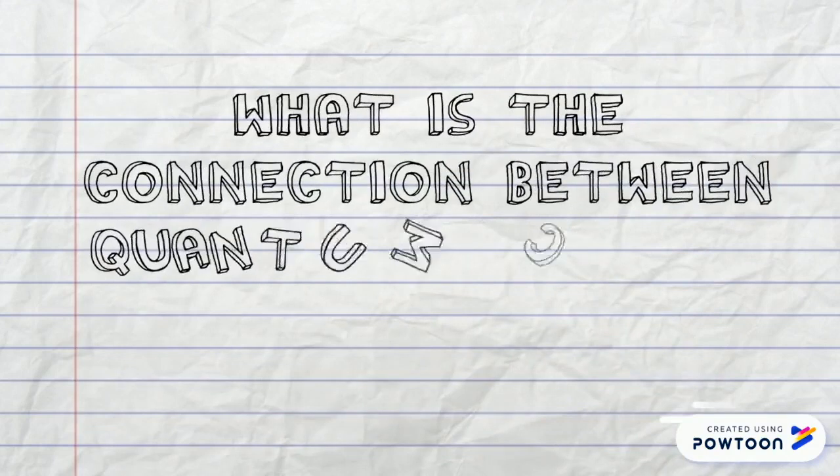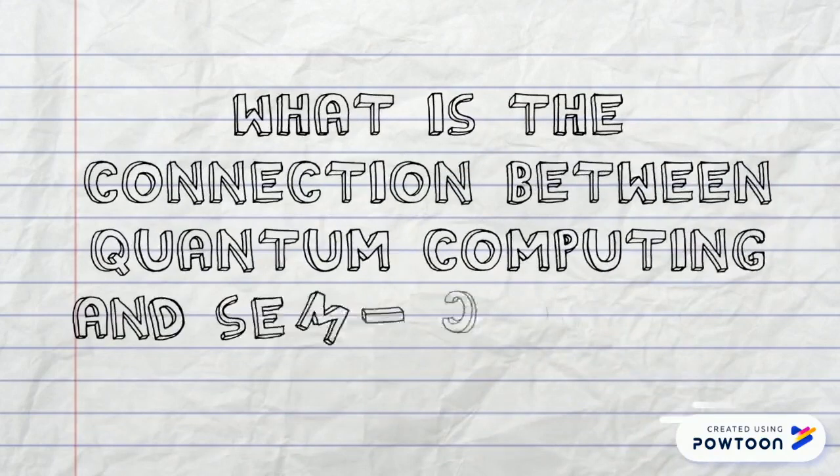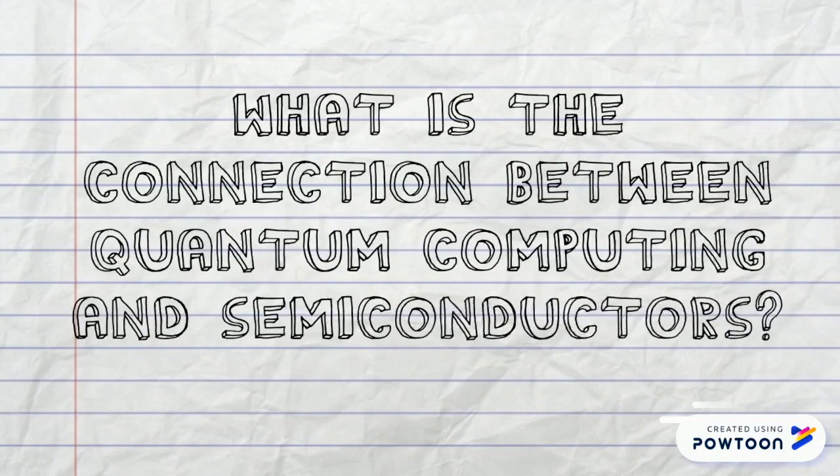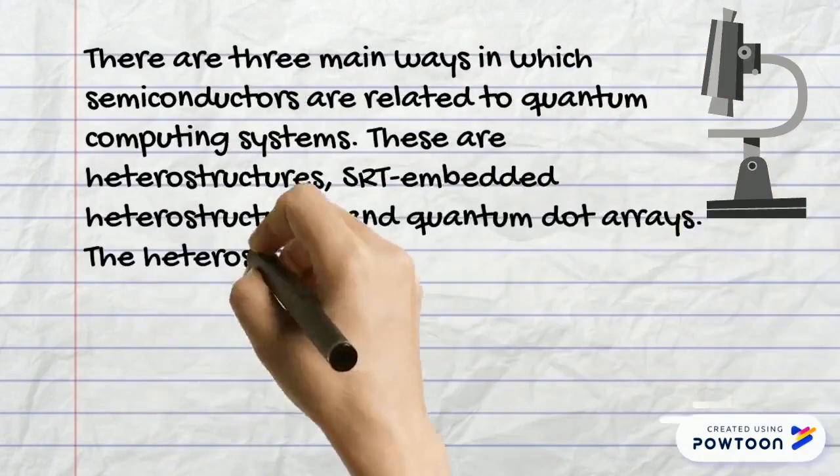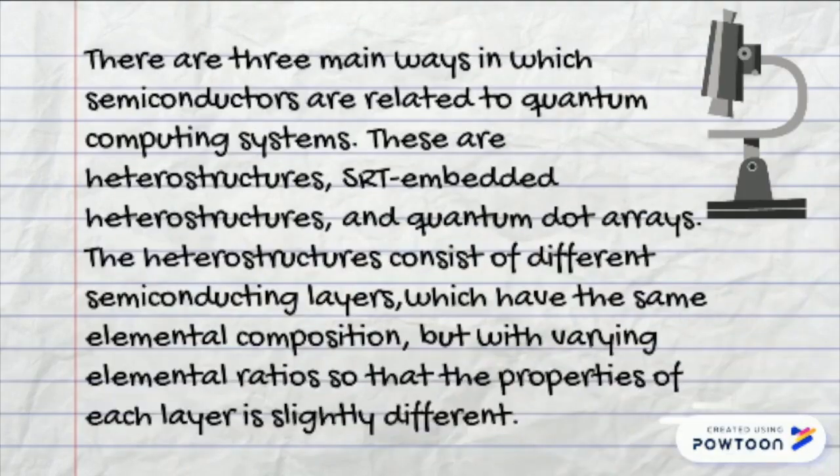What is the connection between quantum computing and semiconductors? There are three main ways in which semiconductors are related to quantum computing systems. These are heterostructures, SRT-embedded heterostructures, and quantum dot arrays.